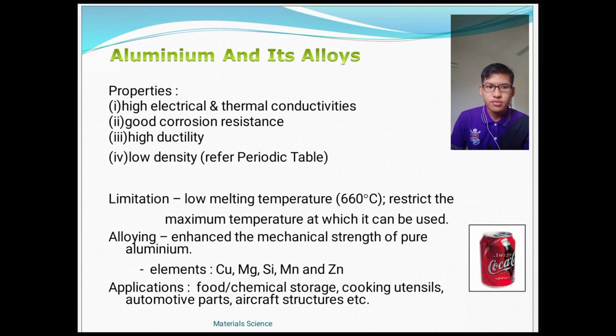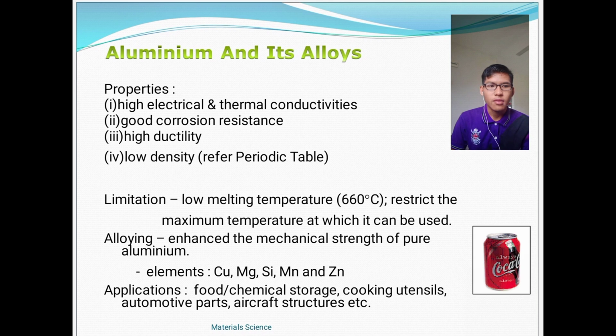In alloying, we enhance the mechanical strength of pure aluminium. Aluminium can be alloyed with cuprum, magnesium, silicon, mangan, and zinc. The applications of aluminium and its alloys we can see in food and chemical storage, cooking utensils, automotive parts, and aircraft structures.